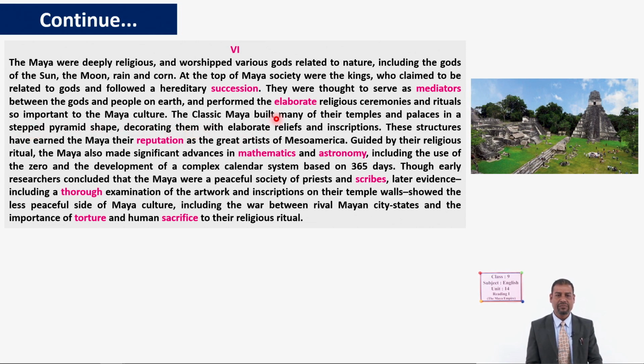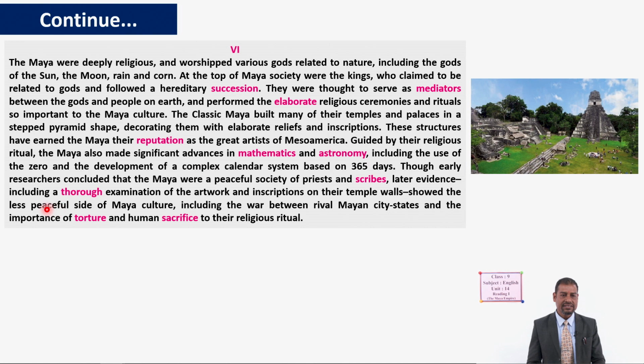The classic Maya built many of their temples and palaces in a stepped pyramid shape, decorating them with elaborate reliefs of inscriptions. These structures have earned the Maya their reputation as the great artists of Mesoamerica. Guided by their religious ritual, the Maya also made significant advances in mathematics and astronomy, including the use of the zero and the development of a complex calendar system based on 365 days.